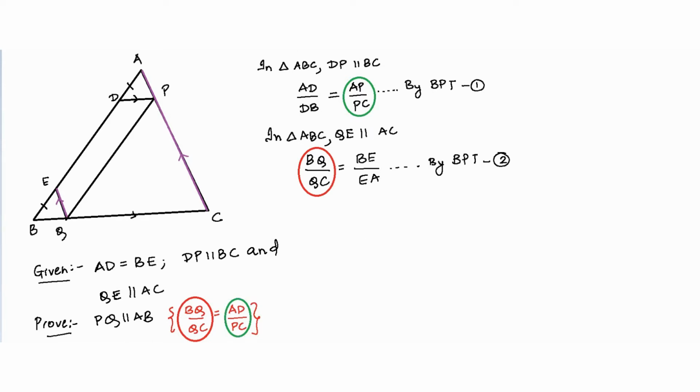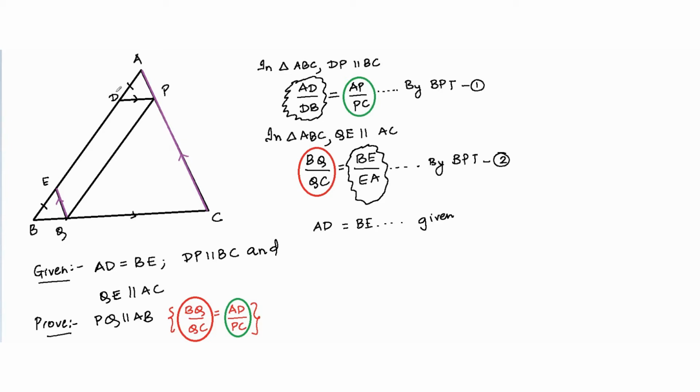So let us think about how can we connect these two equations, and this is where BE equals AD is going to help us. Now let's compare these two ratios, right? AD upon DB and BE upon EA. If we can show that these two are equal, then I can conclude that BQ upon QC is equal to AP upon PC. Now the length AD is equal to BE. So if you consider the numerator, I have AD is equal to BE, and this is already given to me in the question.